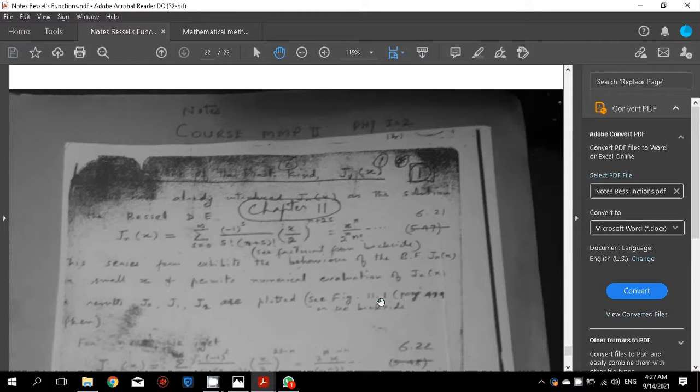Now this is my notes in which the Bessel's function of the first kind is written as J_n(x) equal to the sum from s equal to 0 to infinity of (-1)^s over s factorial times (n+s) factorial, times (x/2)^(n+2s). This is in fact the Bessel function of the first kind, which is the solution of the Bessel's differential equation as we did in the previous chapter.